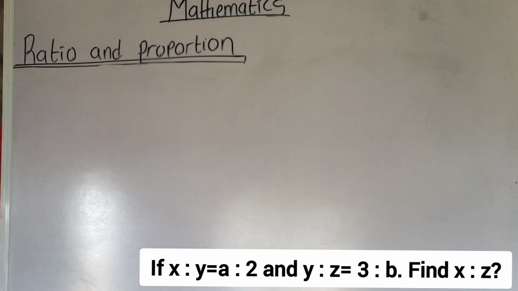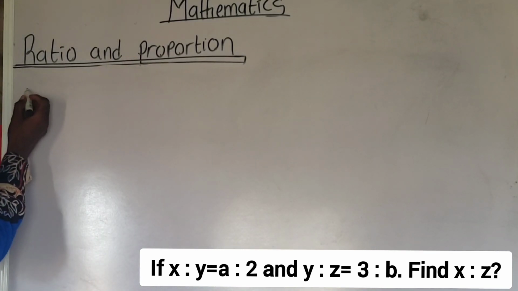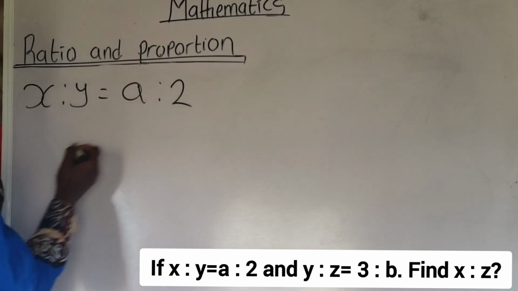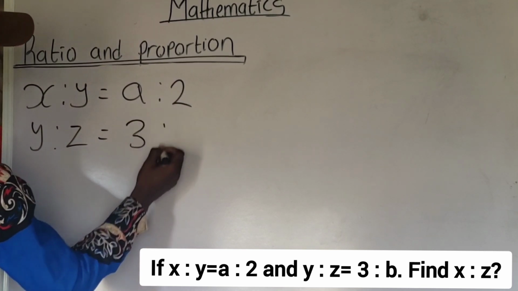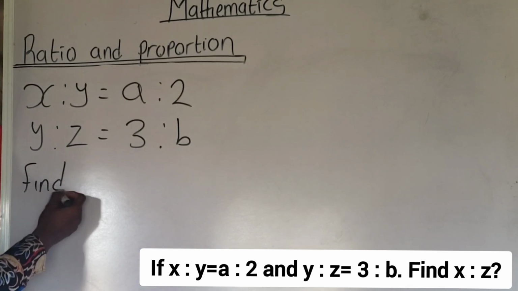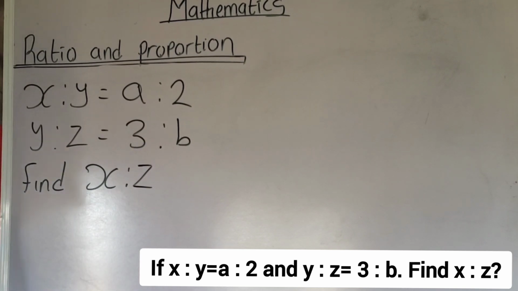Okay, now let's go. We are given that x ratio y is equal to a ratio 2, and y ratio z is equal to 3 ratio b. Now we are asked to find x ratio z. To determine the value of x ratio z, we have to first determine x ratio y ratio z.